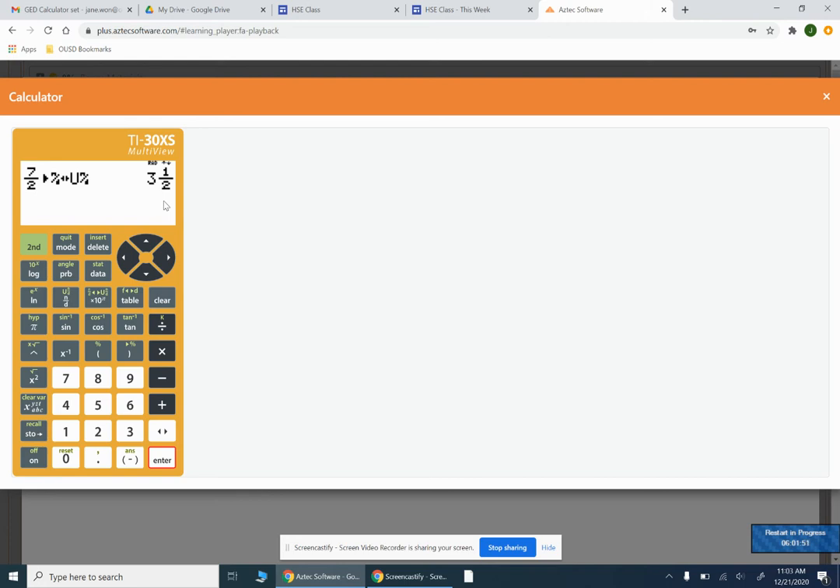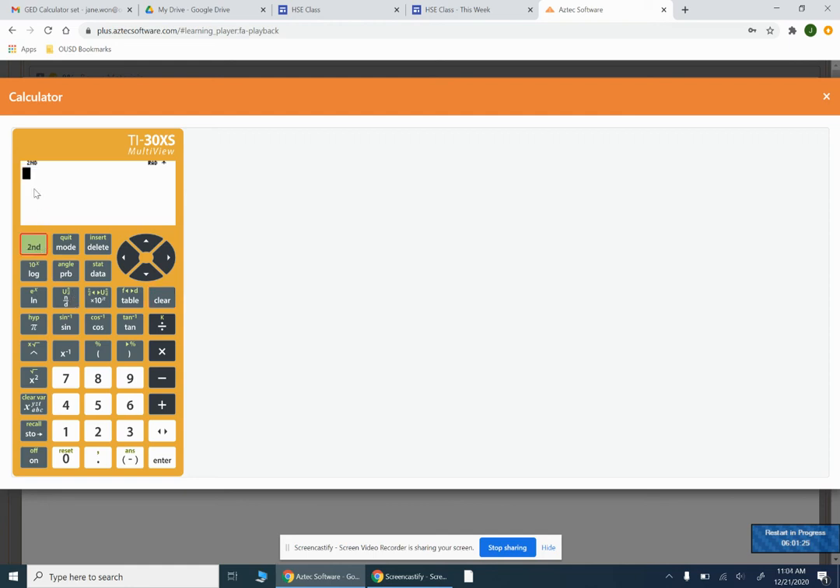Now, I'm going to show you how to change a mixed number this time into an improper fraction. So I'm going to clear my problem here. You always want to do that when you start a new problem. And the way that you enter a mixed number is above this n over d button in green. Notice how it says unit n over d. So whole number plus a fraction. In other words, a mixed number.